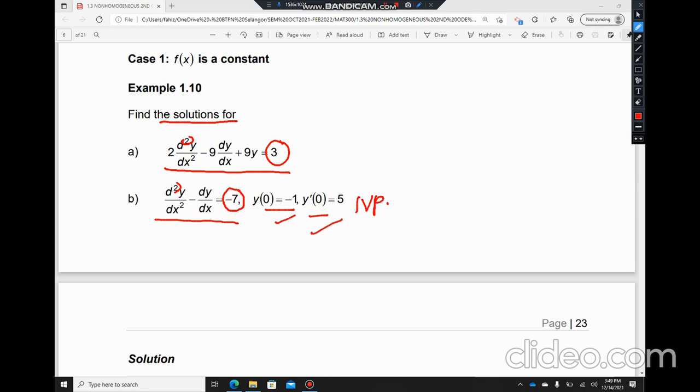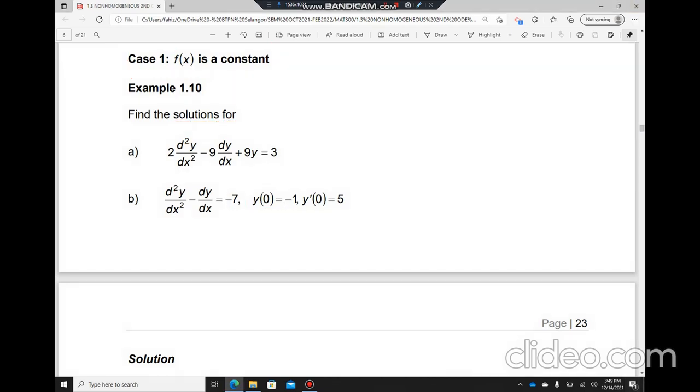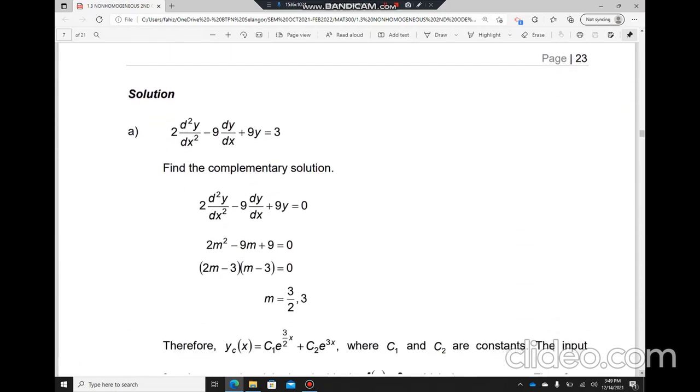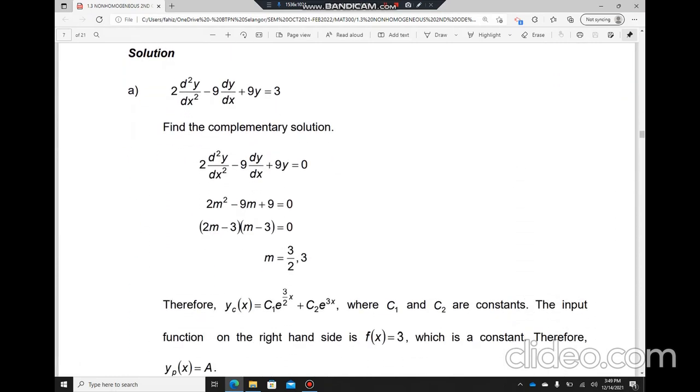Okay, so kita tengok dulu untuk first case, which is constant, f(x) is constant. So yang ni lah maksud dia, nilai f(x) kat sini adalah constant. Okay, so how to solve this one? First kita ikut step by step. Dia sebenarnya mudah je topik ni. First, this is our question. First step kita cari complementary solution.